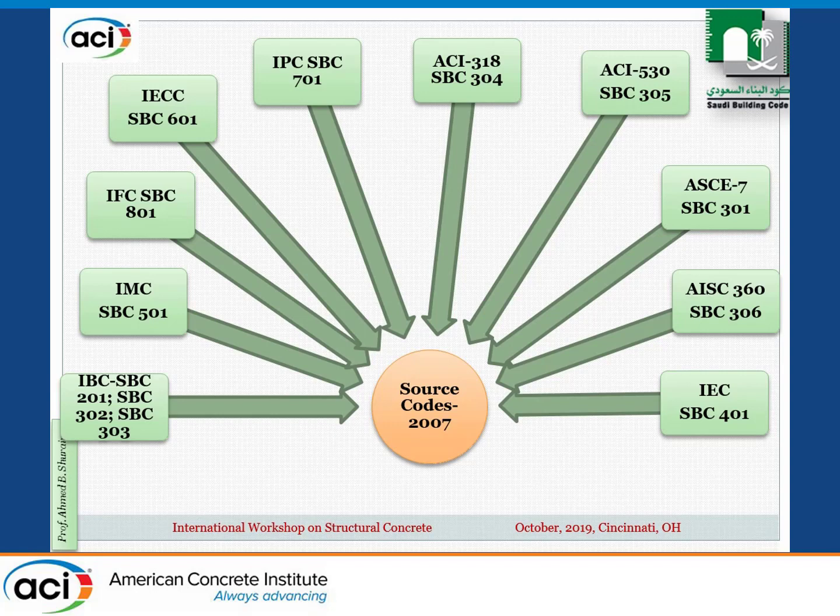Similarly, for ACI 530, which is the masonry code, we call it SPC 305. We also communicated with the American Society of Civil Engineers to get ASCE 7, and with AISC for the steel code, AISC 360. For the electrical, we went to the international or European IEC.